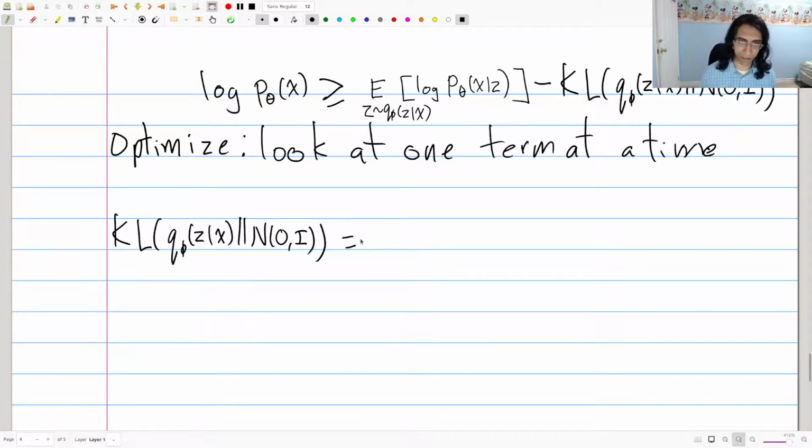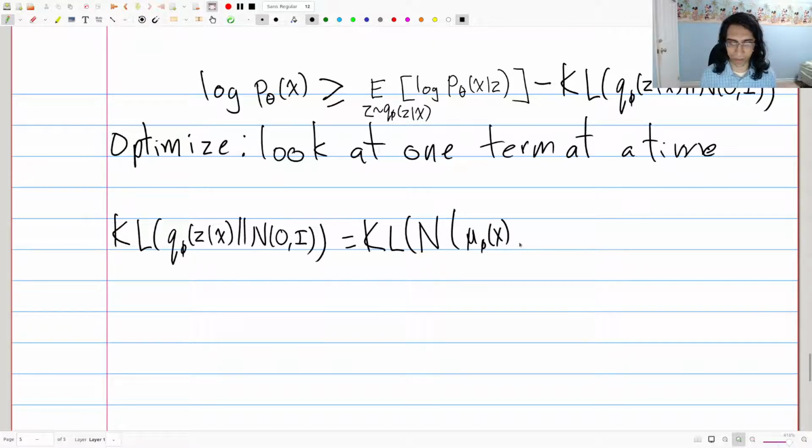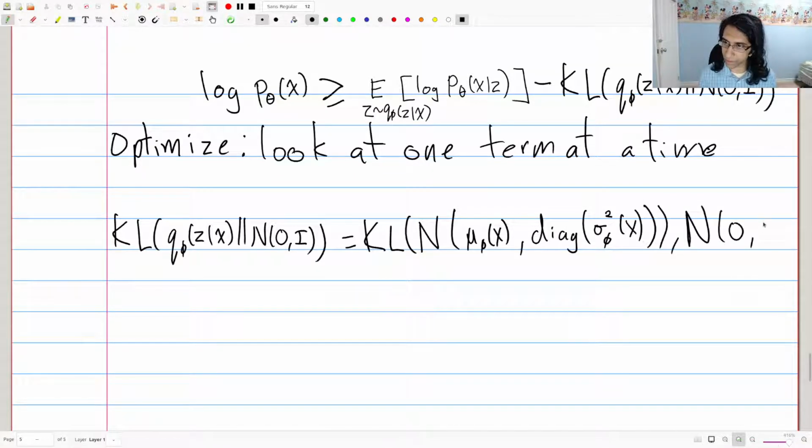So we can actually write this right here. This is equal to KL of the Gaussian with mean mu sub phi of x. I'm saying mu sub phi of x because it's implicitly with respect to the parameters of the encoder. The covariance is, like I said, diag of sigma squared, where this is entry-wise squaring because it's a vector of x, with respect to N(0, I), the identity. We use the double bars here. That's how we represent KL divergence.